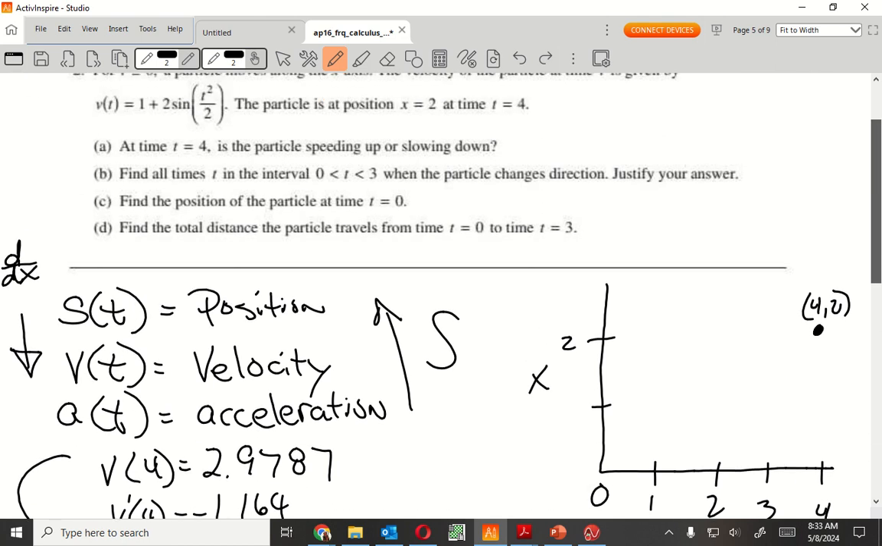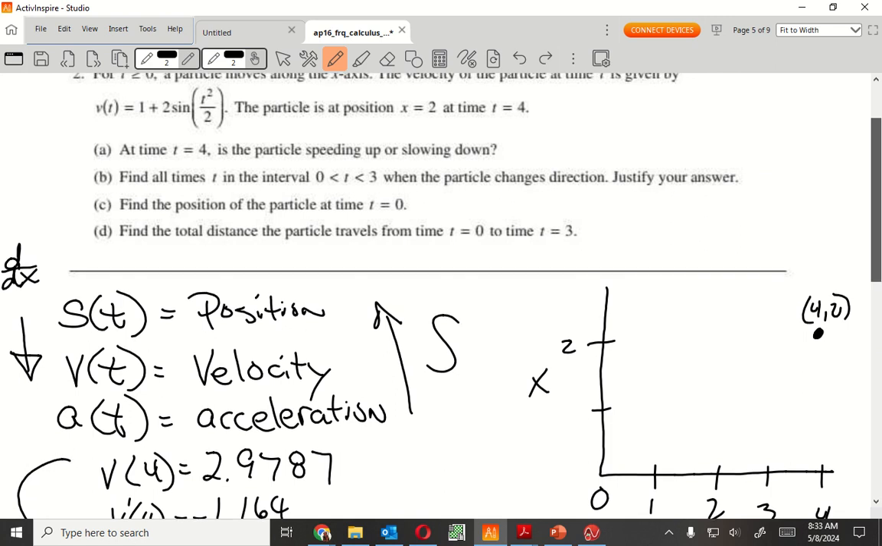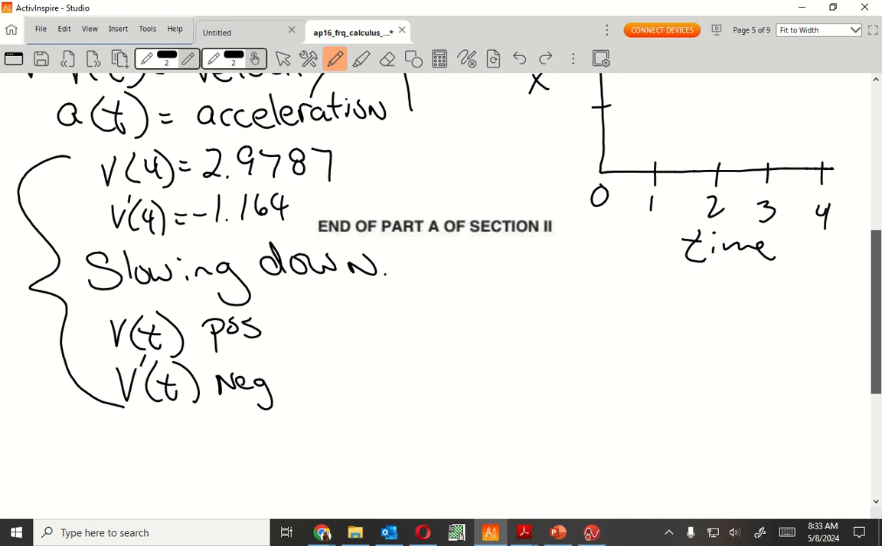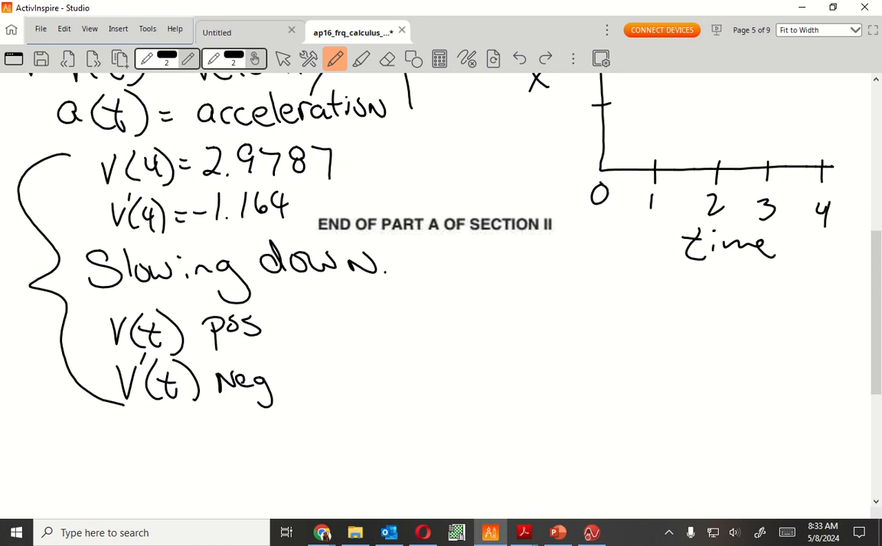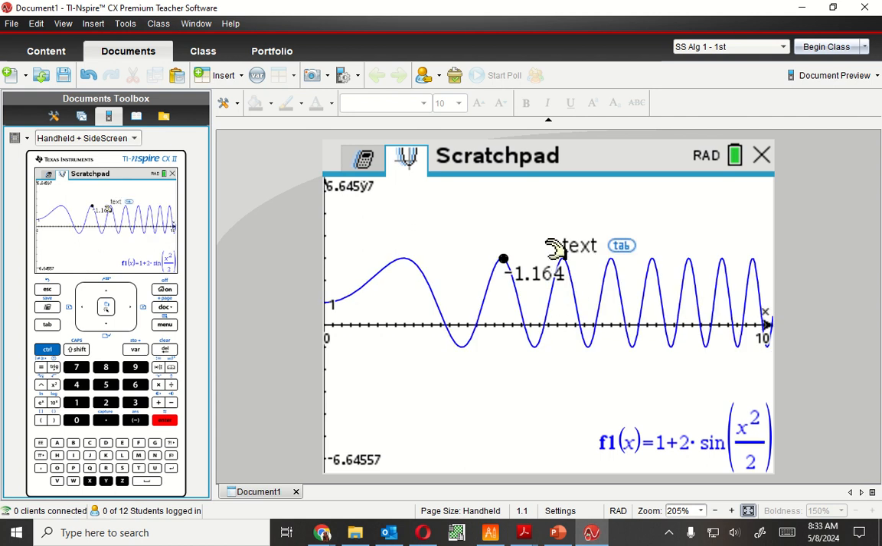Next one is going to be B. Find all times t in the interval from 1 to 3 where the particle changes direction. For where the particle changes direction, I'm going to make a new slide. What do I need to figure out? I have the graph right here. I have the velocity, so when the velocity becomes 0, or crosses the x-axis, that's where it is going to change direction, right?